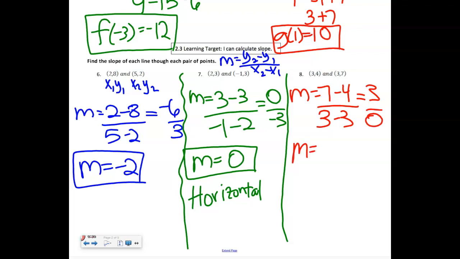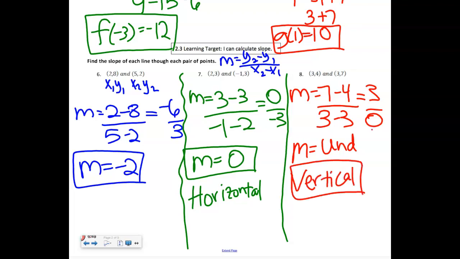So remember, we can't divide by 0, so this is what we call an undefined slope, and you can just represent that with U and D. An undefined slope is a vertical line, so just remember these two things are opposites of each other. If you left it like this, I will have to mark it wrong, so make sure you take it to the next step. Okay. All right, we have 2 left from here.